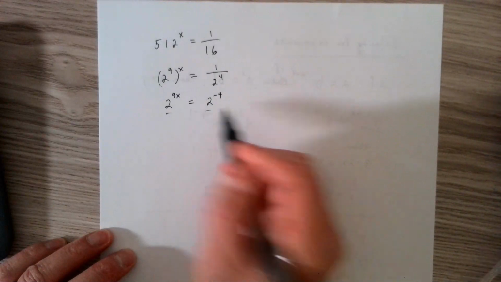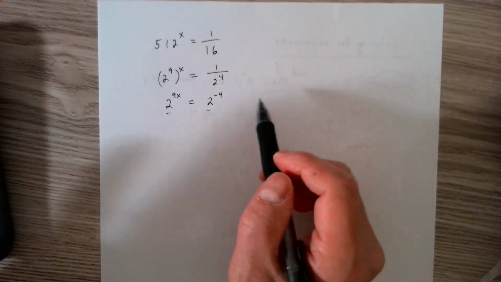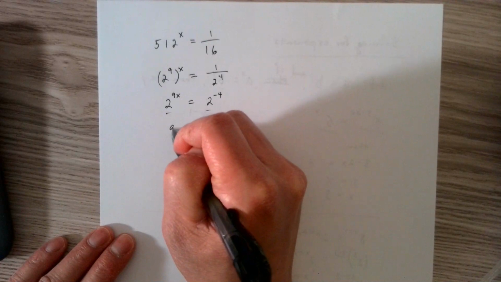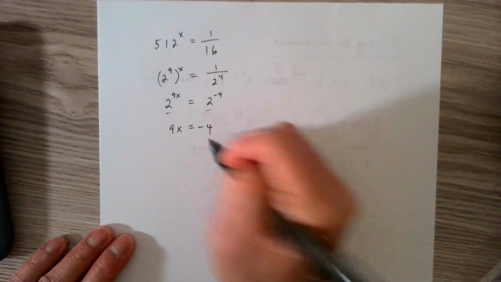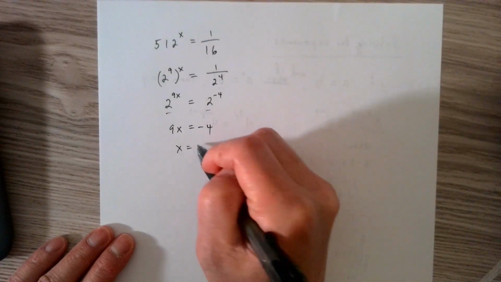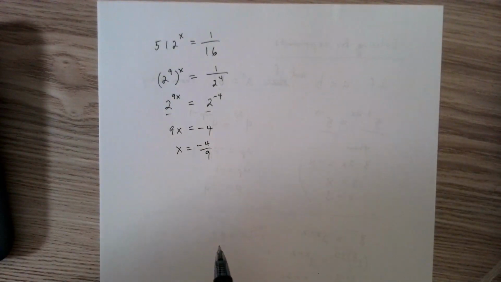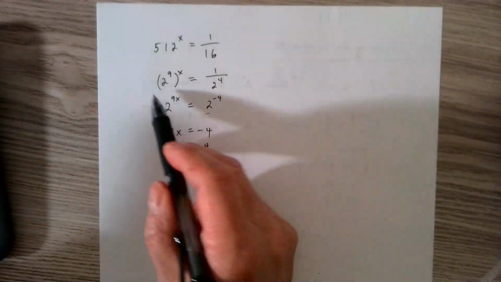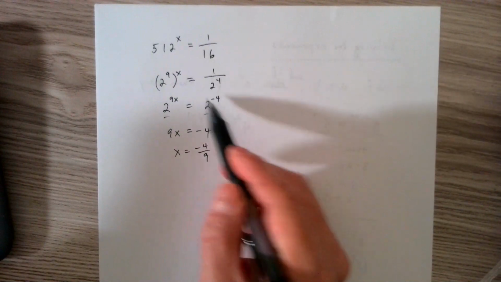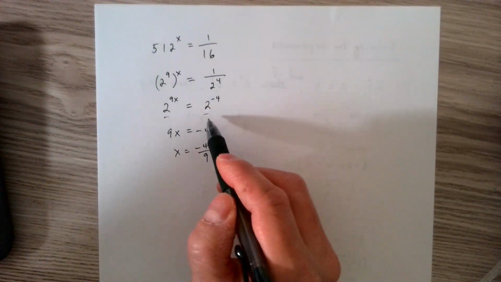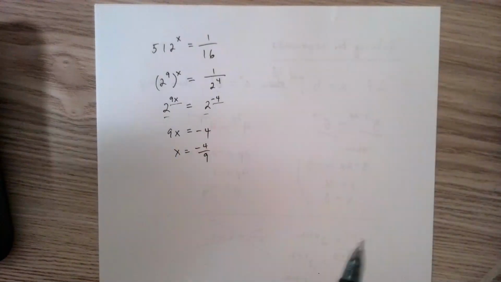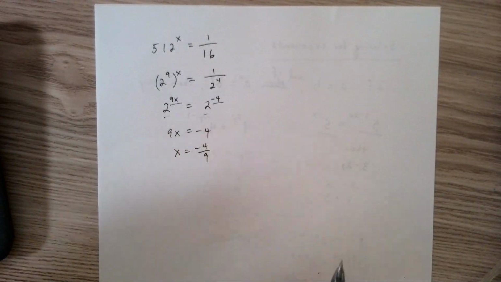Alright, I got the same base, I don't have any parentheses, I don't have any fractions, so now I may equate the exponents. And x is -4/9. Okay, so to sum up again, make the bases the same, use power to a power if you have to get rid of the parentheses. Make sure you don't have any fractions. Once all that is said and done, make your exponents equal to each other.